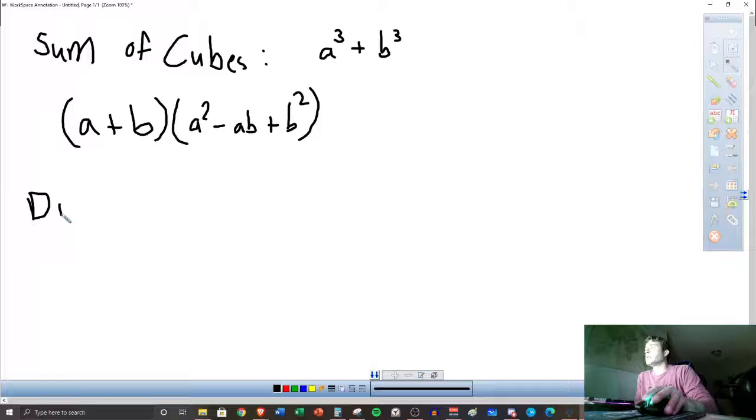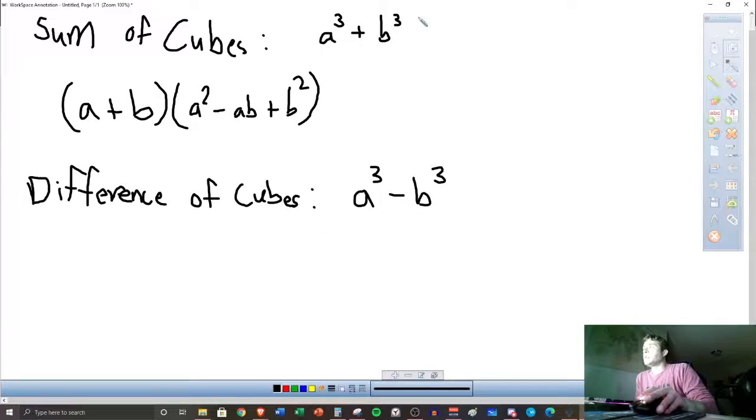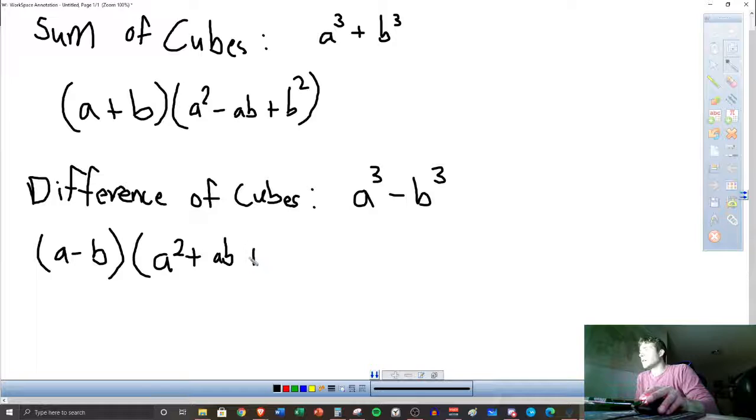Then we have difference of cubes. Let me write this out, hold on. The difference of cubes is going to be a cubed minus b cubed. You'll note sum is adding, difference is subtracting. So difference of cubes has this one: a minus b, times a squared plus ab plus b squared. When we compare these, they're almost identical in the way that they're factored out. The only difference is the signs here in the beginning and here.